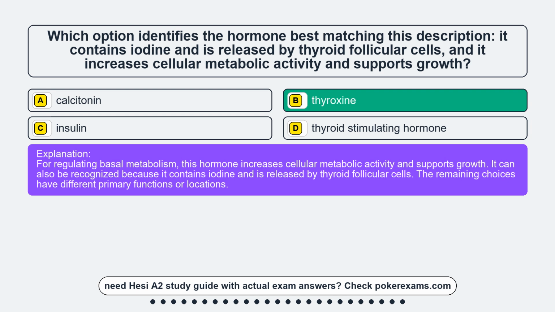For regulating basal metabolism, this hormone increases cellular metabolic activity and supports growth. It can also be recognized because it contains iodine and is released by thyroid follicular cells. The remaining choices have different primary functions or locations.